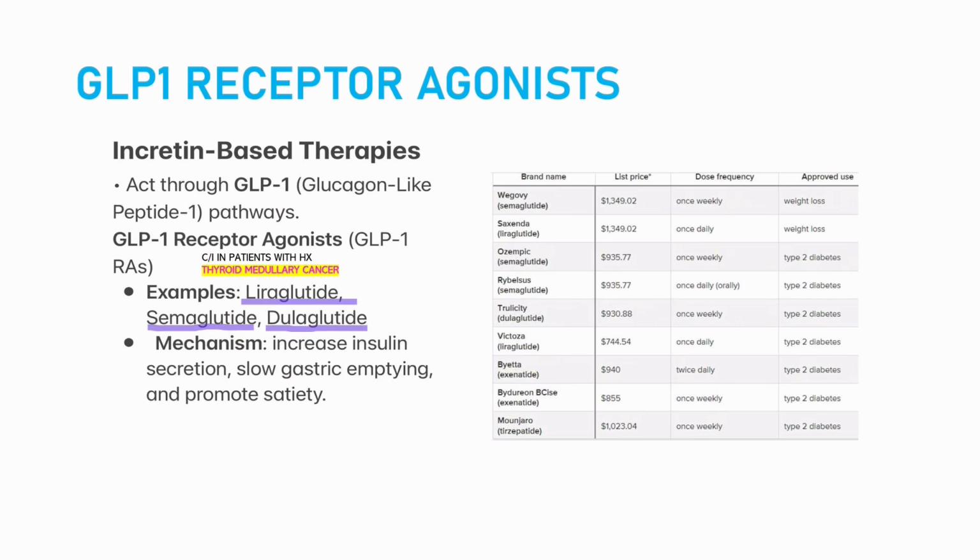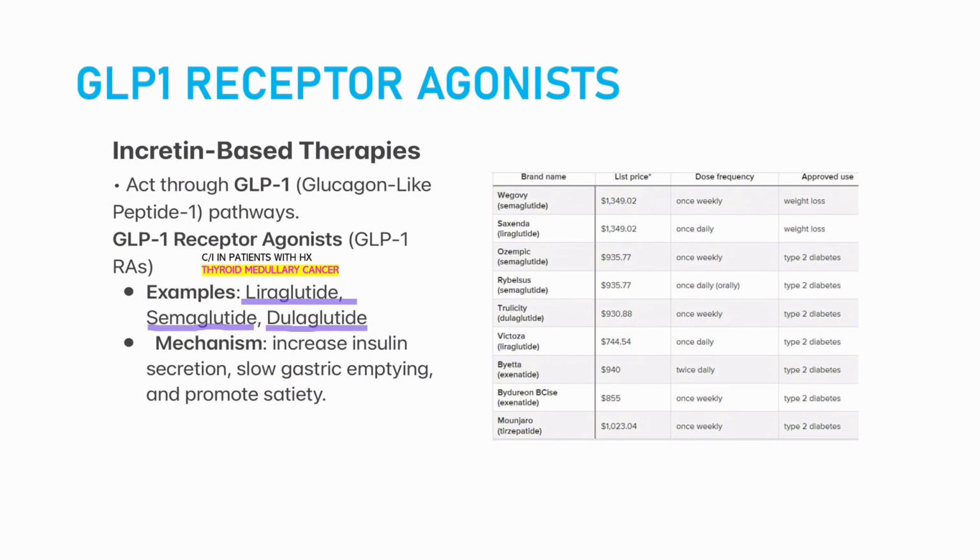Instead, it increases the insulin secretion. But how it differs from the sulfonylurea or other insulin secretagogues is that this is glucose-dependent secretion. So what that means, it responds to food or increased glucose. If the patient is not eating, there is no insulin secretion, and it slows gastric emptying and promotes satiety. So when the patient is full and they are trying to eat, these medications will make the patient feel nausea.